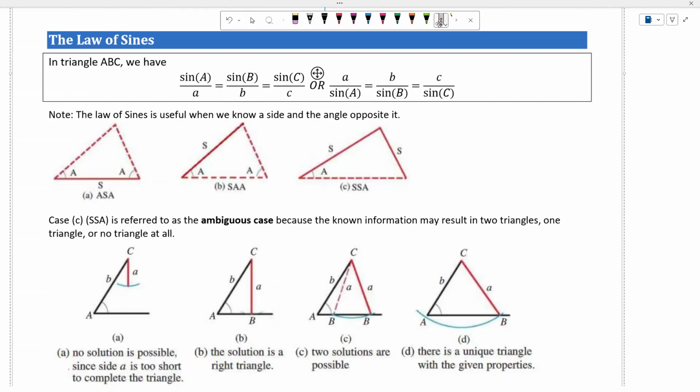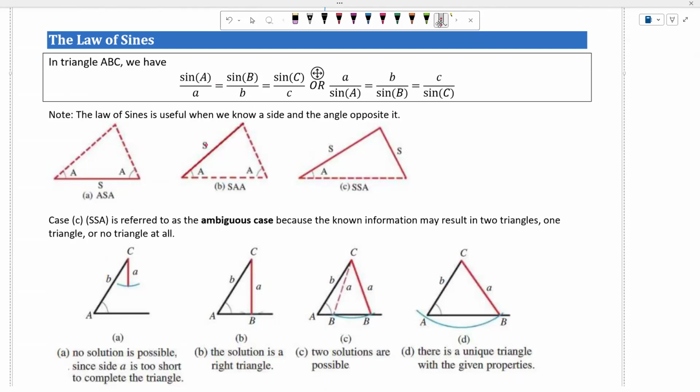The reason is, once we have these two angles, we will be able to find this missing angle, because the sum of the three angles of a triangle must be 180. So we could find this angle. Once we have this angle, and with this side, we could set up the law of sines. Then once we have the ratio, we could use this angle to find this side, and then use this angle to find this side.